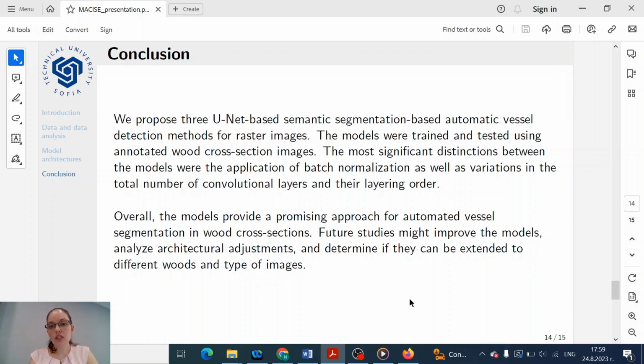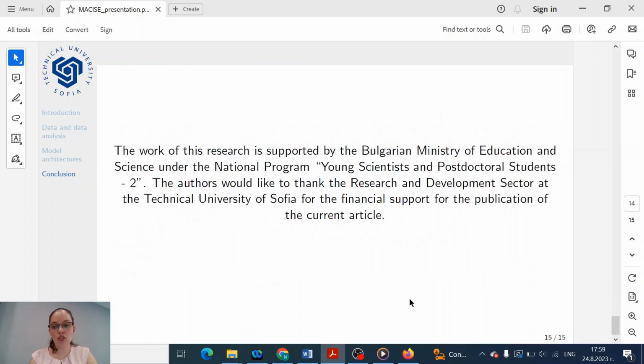As future studies, we may improve the models. We can analyze architectural adjustments and determine if they can be extended to different wound types and types of images.